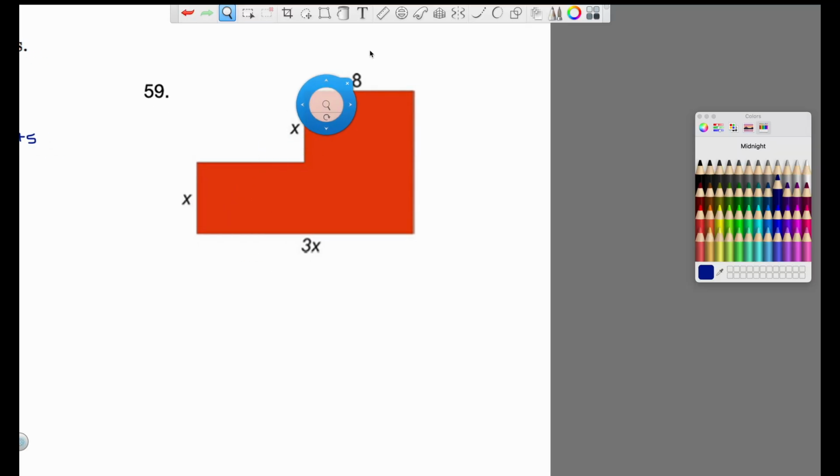Okay, same with this one. What we got here? I'm going to add a little rectangle here. If this is 8 and this is 3x, this section here would be 3x minus 8. And this length is x.